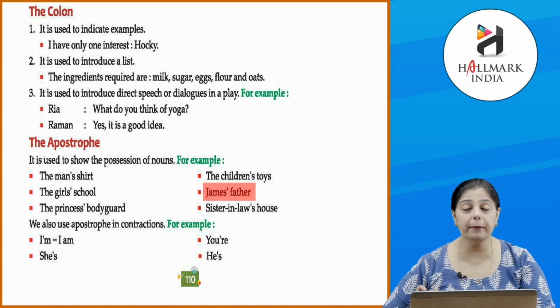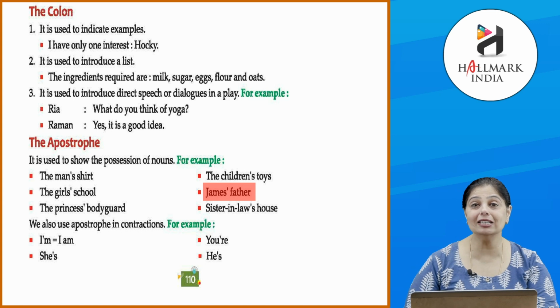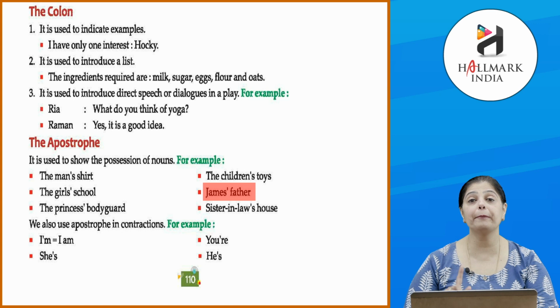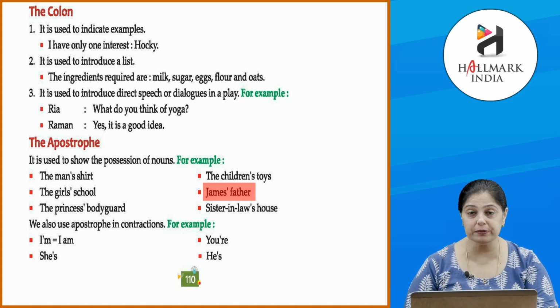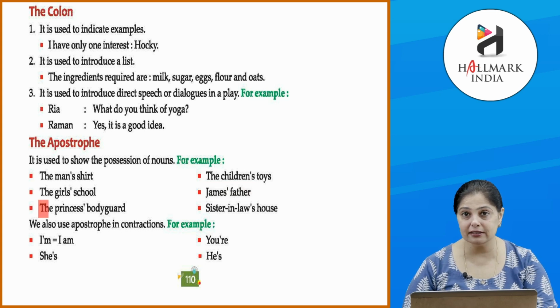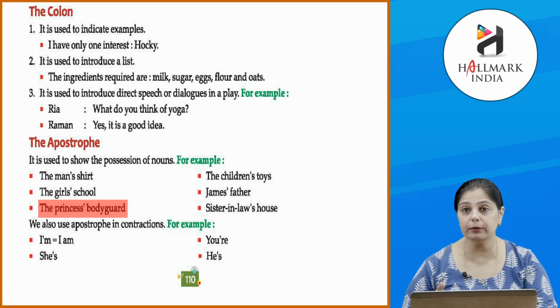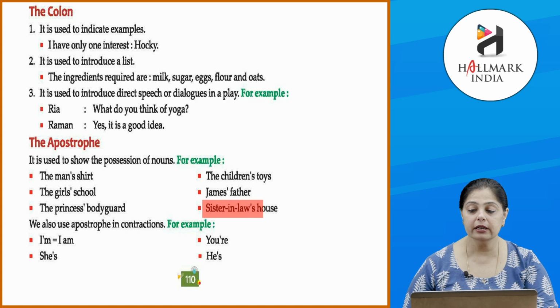James' father. अब आप यहाँ पे देखोगे, यहाँ पे girls एंड किससे हो रहा है? S से हो रहा है. तो यहाँ पे apostrophe जो है वो S के बाद लगेगी. Okay, James S से हो रहा है, apostrophe will be after S. Clear? The princess's bodyguard. It means that we are talking about the princess. Okay, the princess's bodyguard, but apostrophe लगेगी S के बाद. Okay, sister-in-law's house.